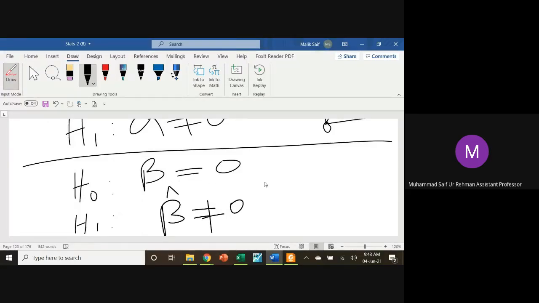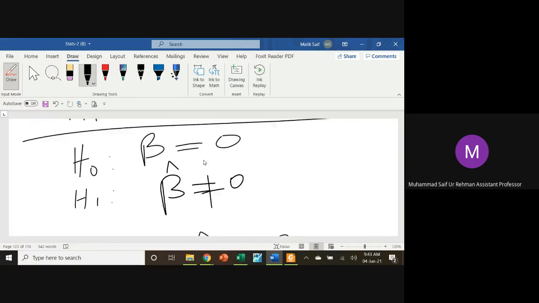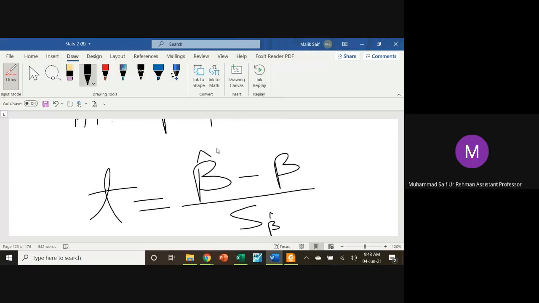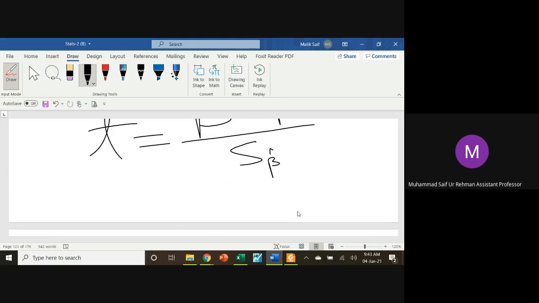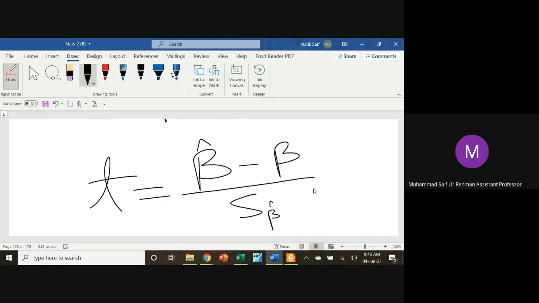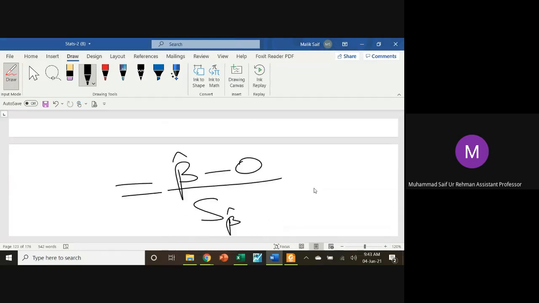So let's say you are going to accept the null hypothesis. So in econometrics, you will find out this value. What is this? Standard error of estimate. So this is the estimate, and this is the standard error of estimate. So you can find out the standard error of estimate from the series that you will have for beta hat. So we also call this standard error of estimate.